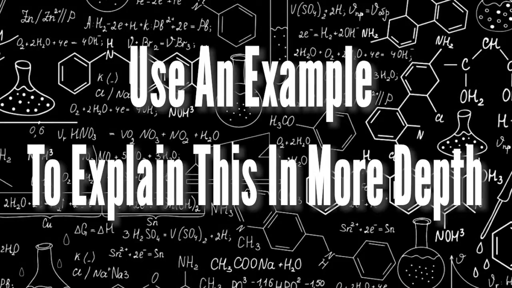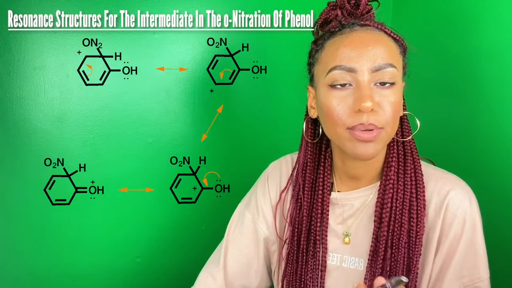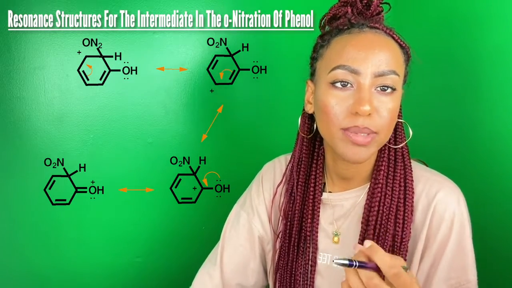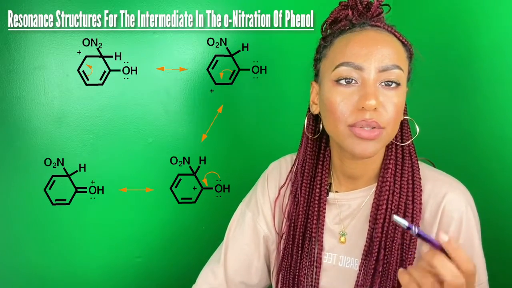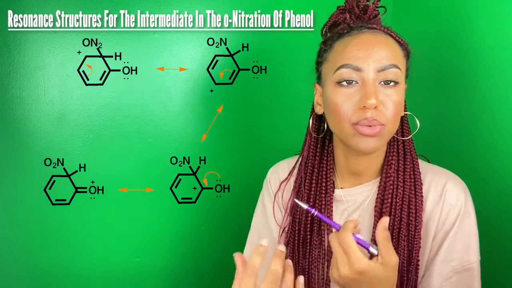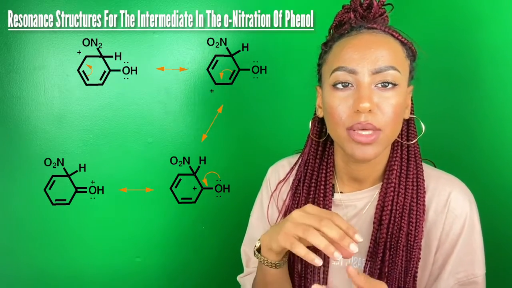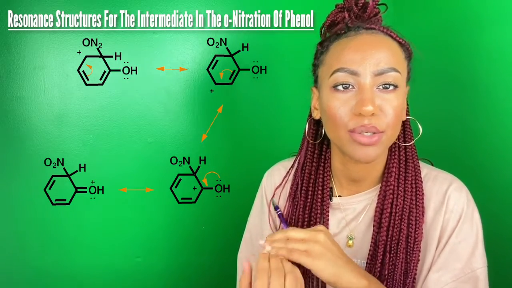34. Use an example to explain this in more depth. So I'm going to use the nitration of phenol to try and show you how this works. The OH group on phenol is an OP director. Therefore, it will influence secondary substitution at either the ortho position or the para position on the aromatic ring. So I'm using the ortho position to demonstrate how the OH group adds to the resonance stability of the intermediate of that reaction.